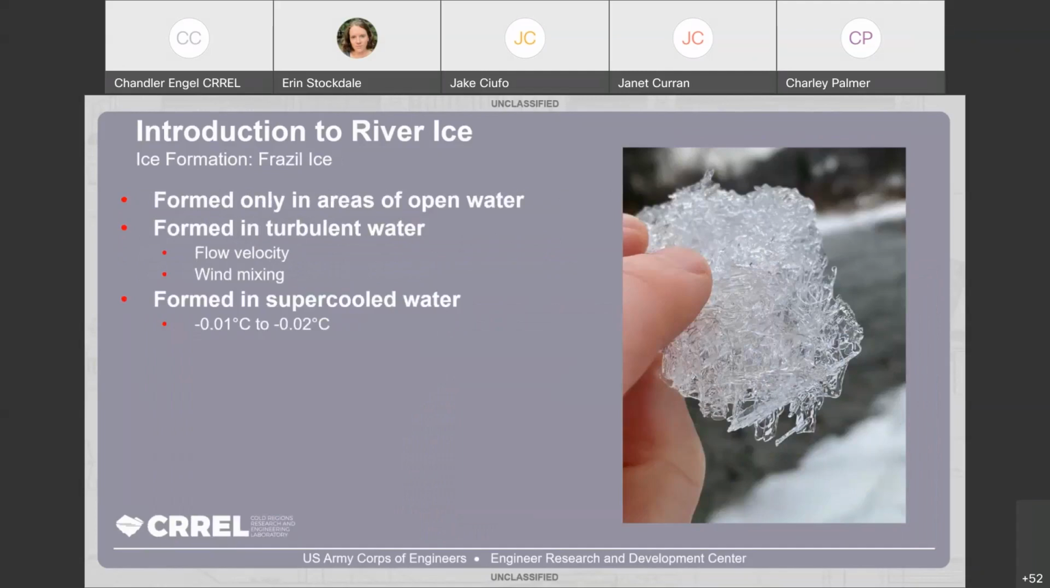Now we're going to talk a little bit about Frazil Ice. This is an important type of ice that you may not have heard about, depending on your background. You may have heard about it, but not know much about it, or maybe you've only heard part of the story. But it's a fundamental substance in river ice formation, as we'll talk about.